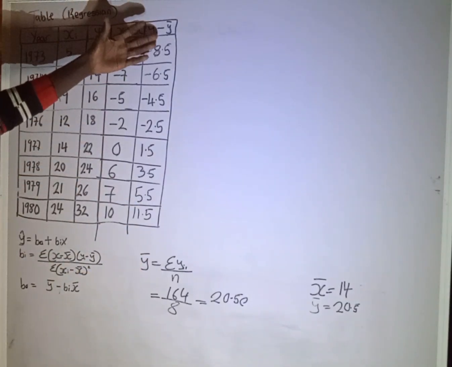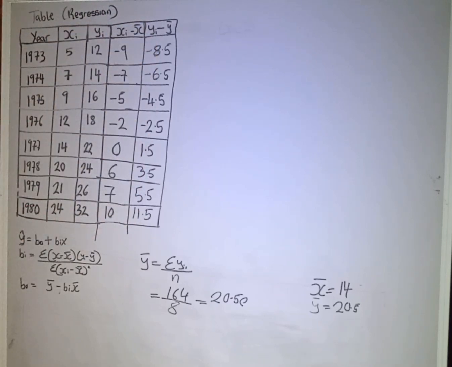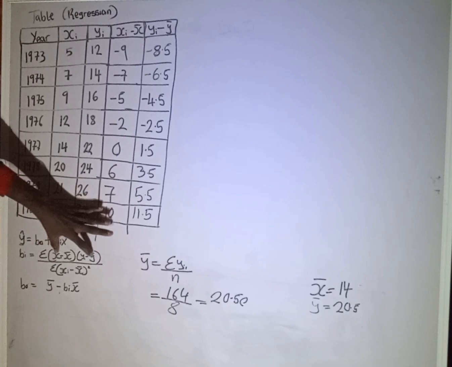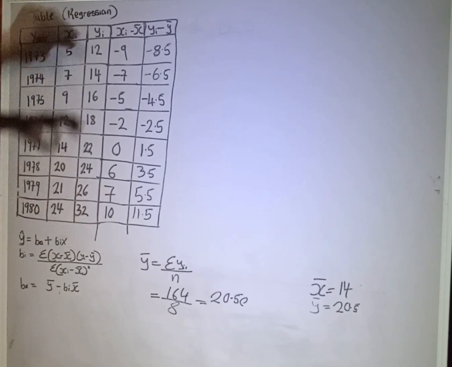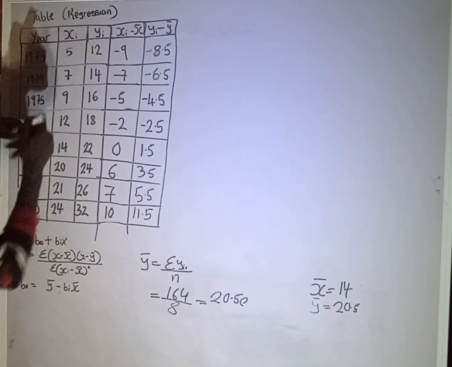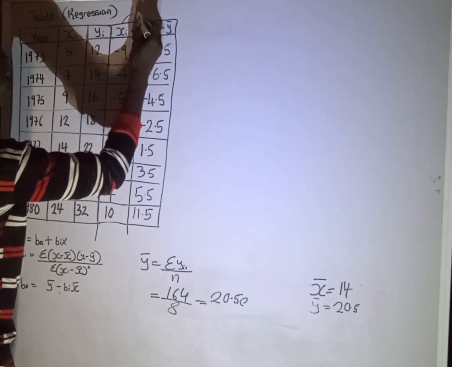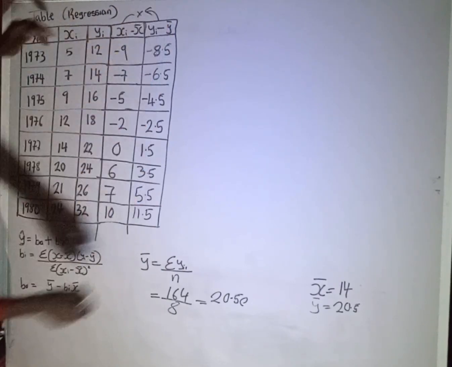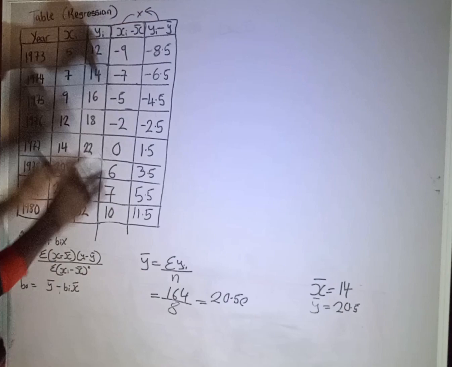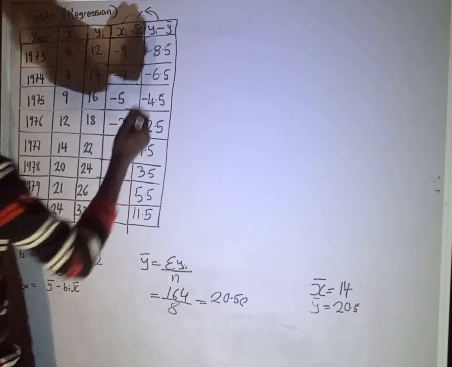I've gotten the value for this column now. Now I'll go back to my formula. The formula is still the same. I need the product of this and this. That is the product of this column multiplied by the product of this column. That's the next column that I'm going to be writing out now.